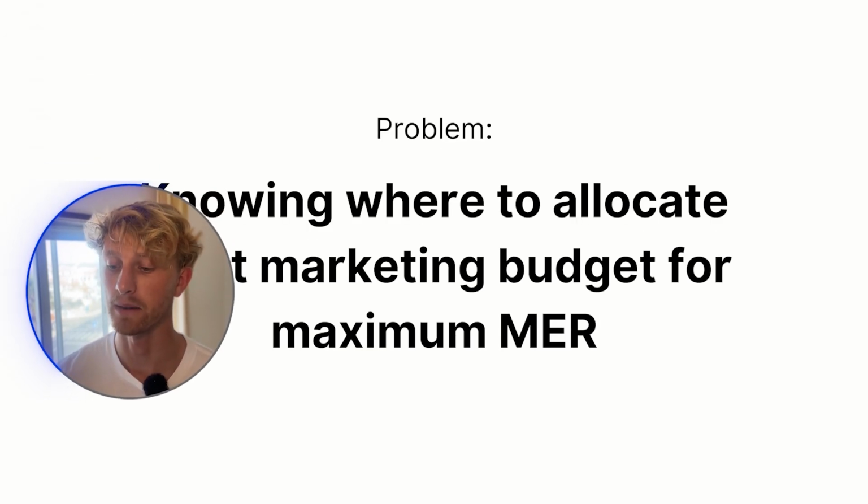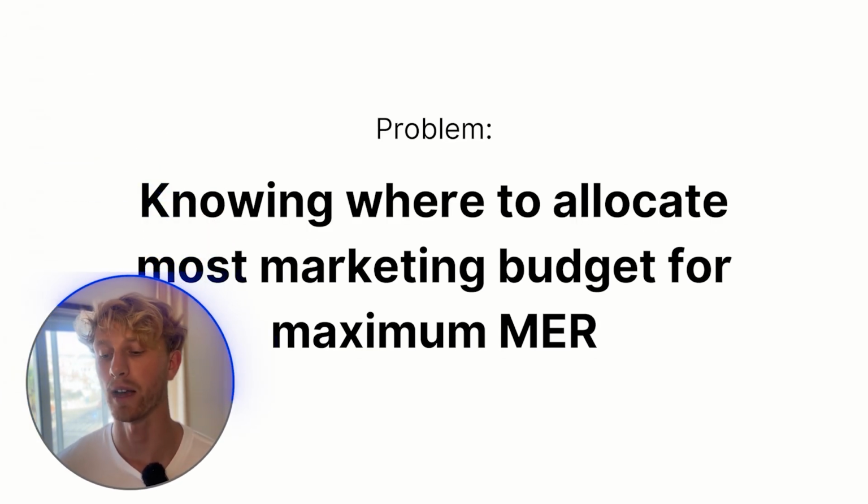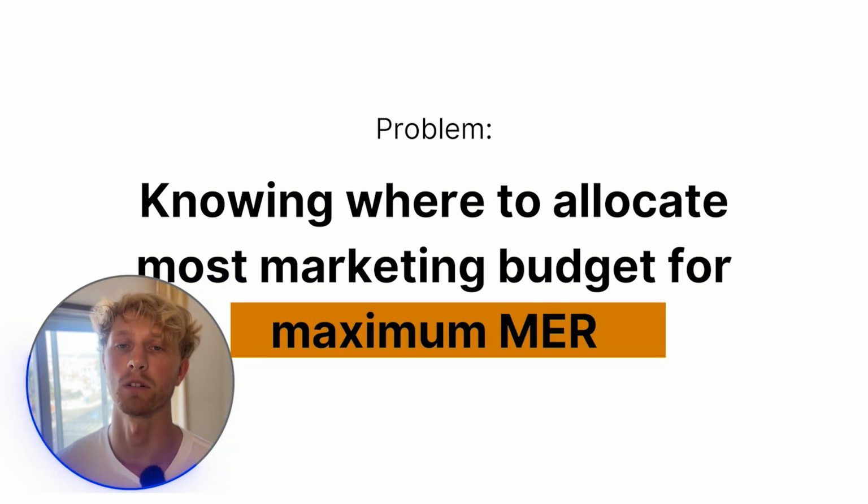Now this creates the issue of knowing where to allocate your marketing budget for the maximum marketing efficiency ratio, or the MER. Now, the marketing efficiency ratio is also referred to as a blended ROAS, where we look at the overall ROAS, all of your revenue and all of your ad spend from all marketing channels, and we put it together into one ROAS number instead of just looking at the specific ROAS numbers in each platform. Now, this is what you actually want to optimize for. You actually want to get the maximum MER every month to have the most efficient use of your marketing budget.